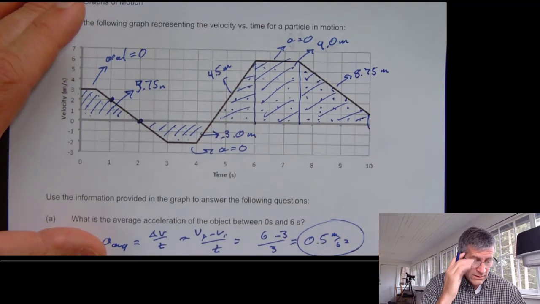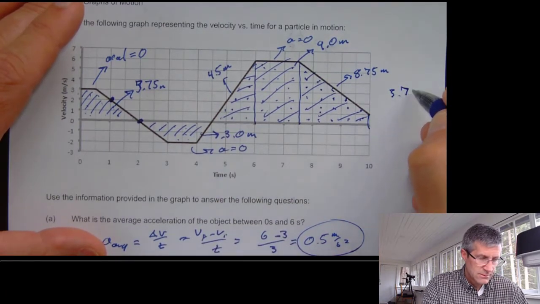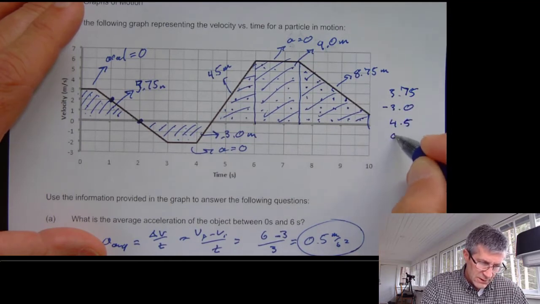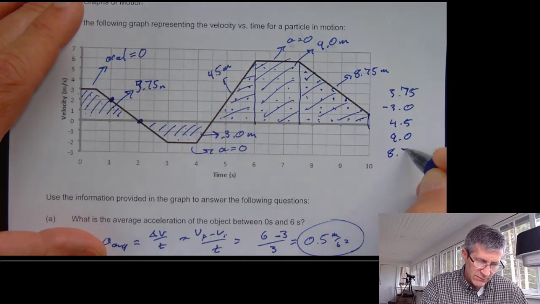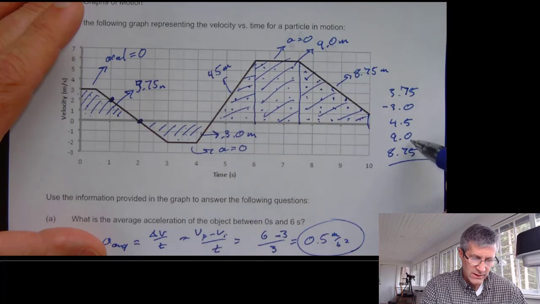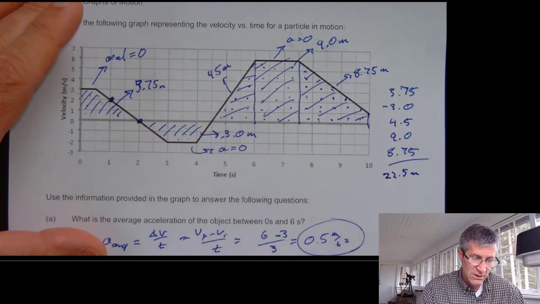So my total displacement is going to be 3.75 minus 3.0 plus 4.5 plus 9.0 plus 8.75. So I got a quarter, so 9, 18, 22.5. So I'm thinking this is going to be about 22.5 meters is how far you've gone.